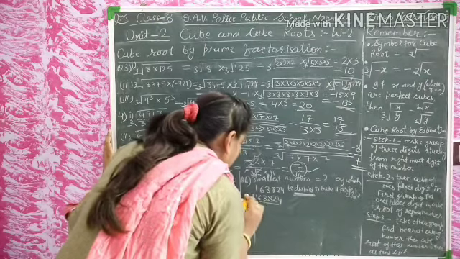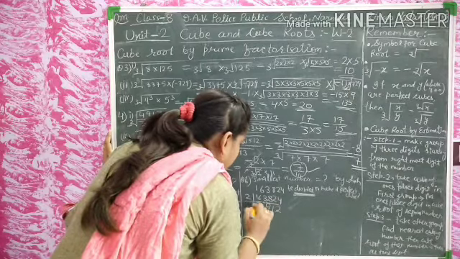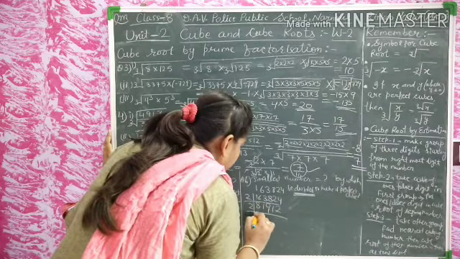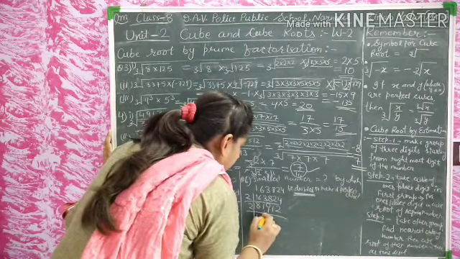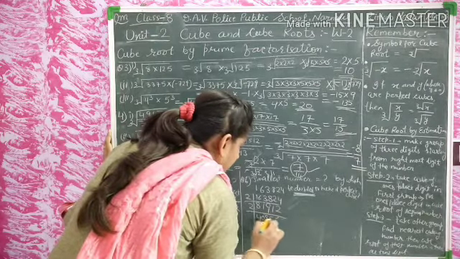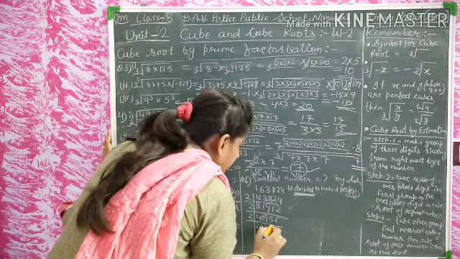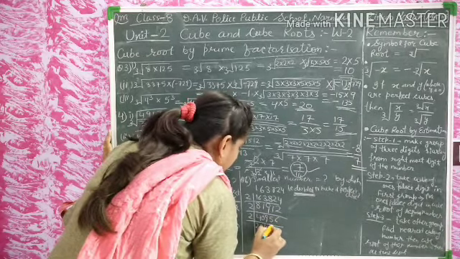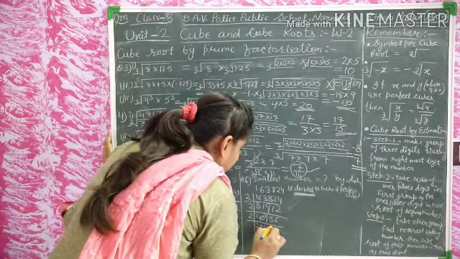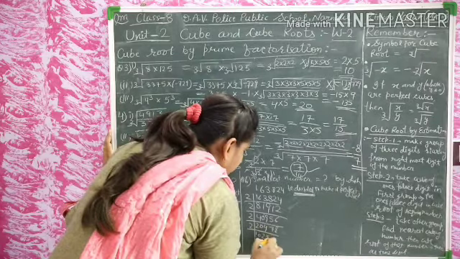2 8s are 16, 2 1s are 2, 2 9s are 18, 2 1s are 2, 2 2s are 4, and 2 4s are 8, 2 9s are 18, 2 5s are 10, 2 6s are 12, 2 2s are 4, 2 4s are 8, 2 5s are 10, 2 7s are 14, 2 8s are 16, 2 1s are 2, 2 2s are 4, 2 3s are 6, 2 9s are 18.